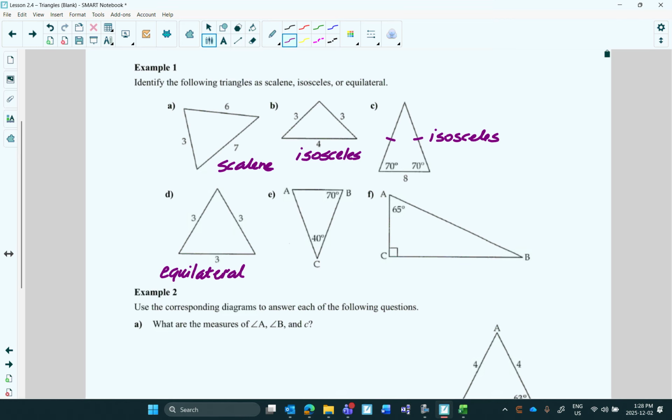This one. Why? Because there's two sides and two angles. What's this angle? And we know that it's 70 because all three of these add up to 180, right? So yes, you're right. So it's actually the same as this one. Yeah, good job. So it's isosceles.